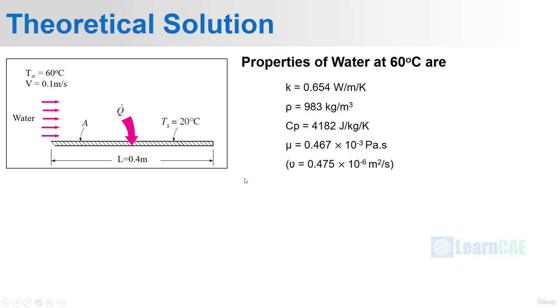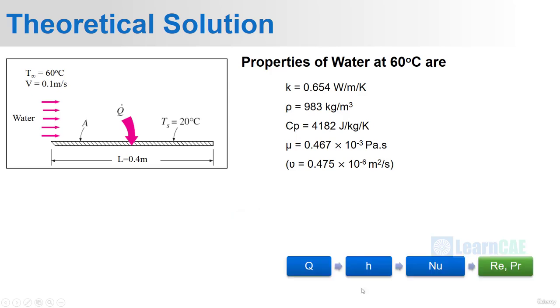So in this problem, we have to find out the net heat transfer rate from the hot water to the flat plate. To find out the net heat transfer rate, we have to calculate the convective heat transfer coefficient, and to calculate that, we have to find out Nusselt number. Nusselt number can be found out using empirical correlation, which is a function of Reynolds number and Prandtl number.